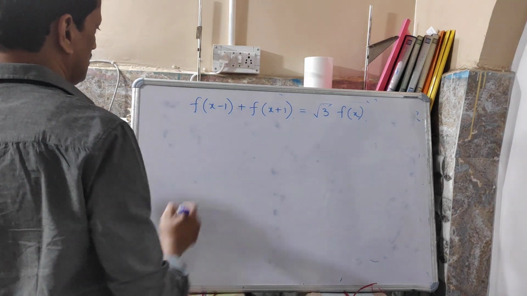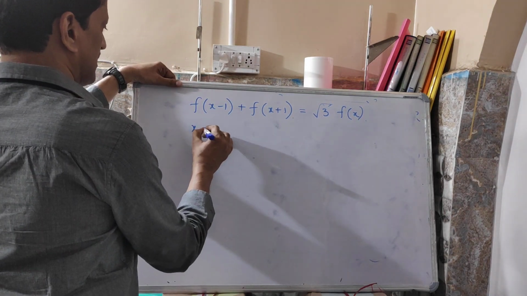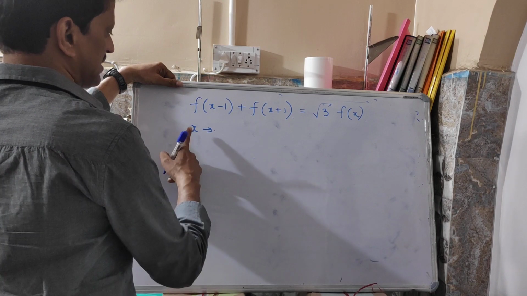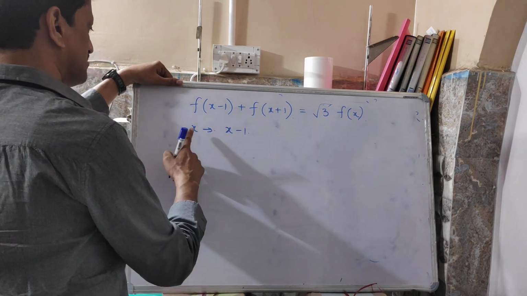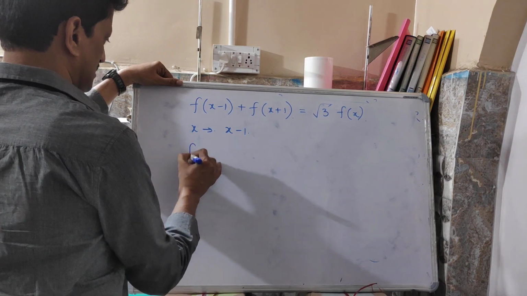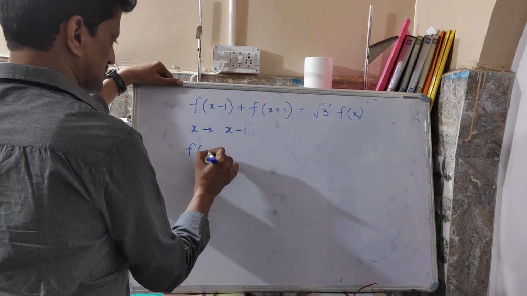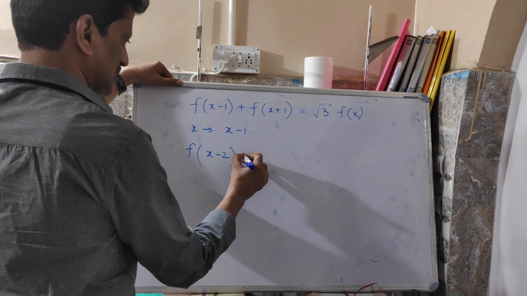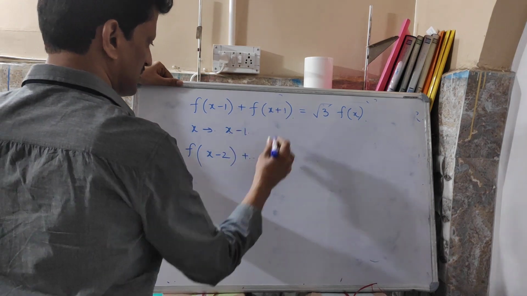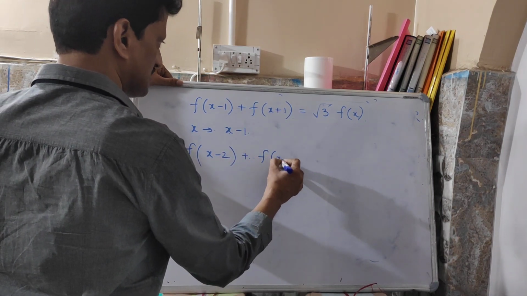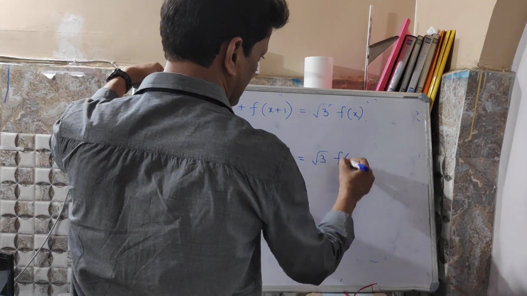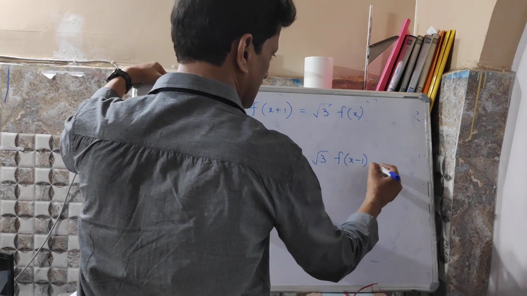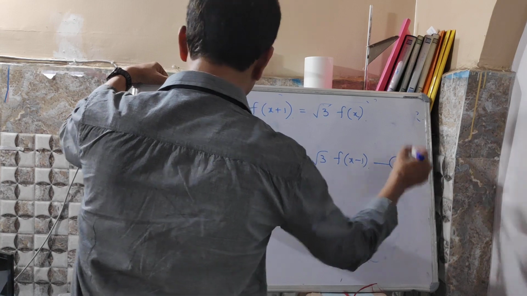So firstly I'm replacing x by x minus 1. So क्या होता है if I'm changing x to x minus 1? So x minus 1 minus 1, this is x minus 2, and here x minus 1 plus 1, that is f of x equal to root 3 f of x minus 1. Is it clear? Call it relation number 1.